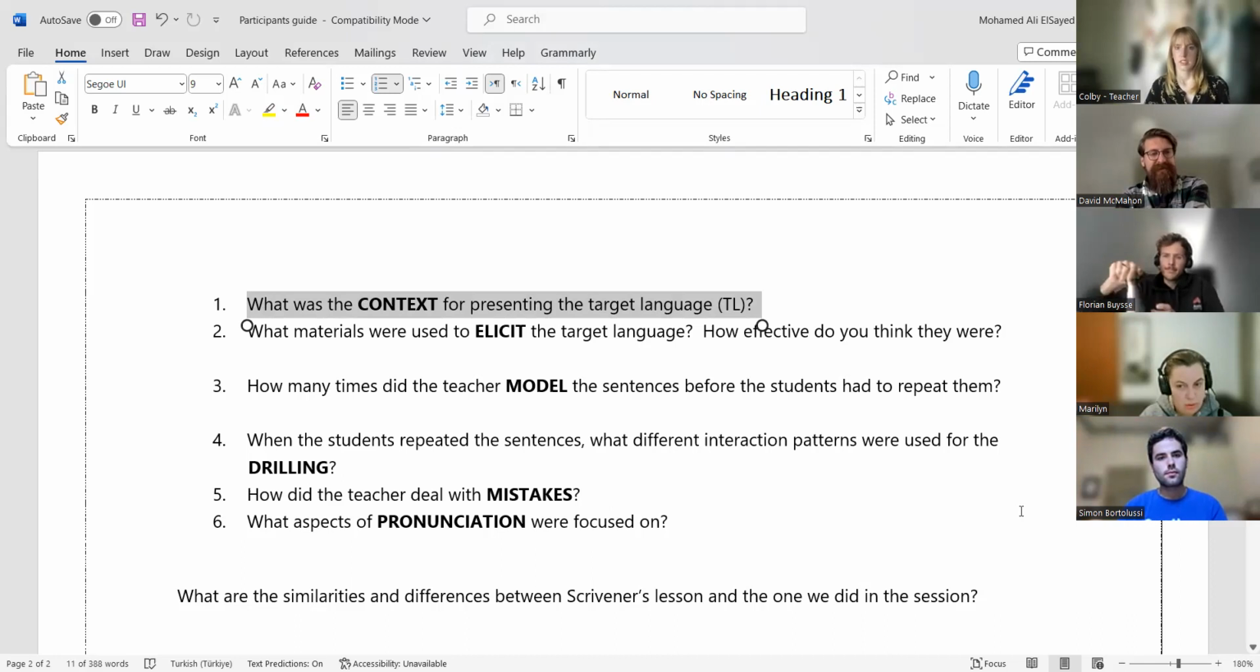It's hard to argue with Colby because he's usually right. But seriously, yeah. Okay. Florian, what do you think? The interaction patterns with drilling, what happened? I agree with Colby as well.